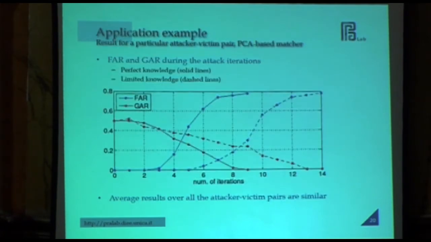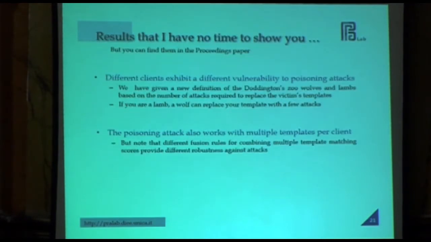Sorry, just to note that I don't show you the other results, but similar results have been obtained for all the other identities in the database. There are some results that I don't have time to show you. One interesting result in the paper is that, of course, the success of the poisoning attack depends on the particular pair of attacker and victim. It's quite intuitive. And we revised the Doddington Zoo to show that. There are lambs and wolves with respect to this attack. And this attack also works if you use multiple templates per client, not just one.